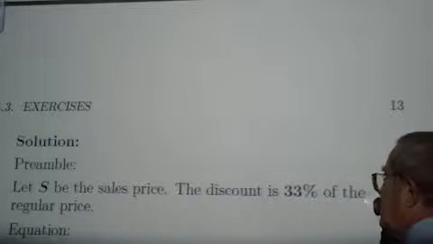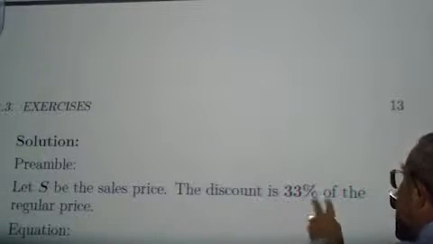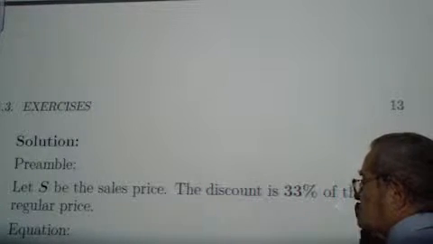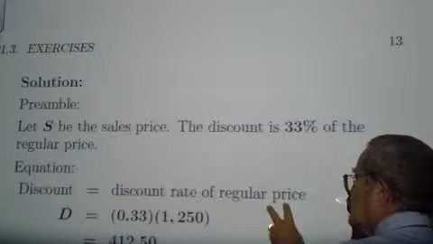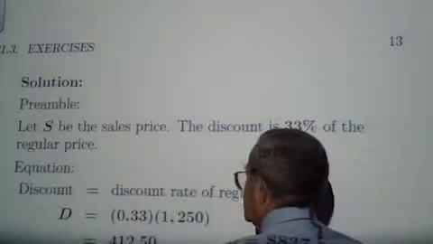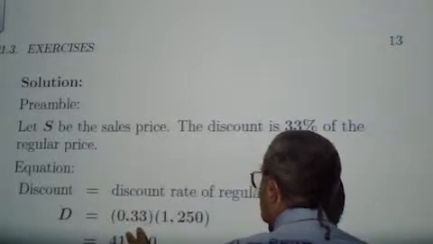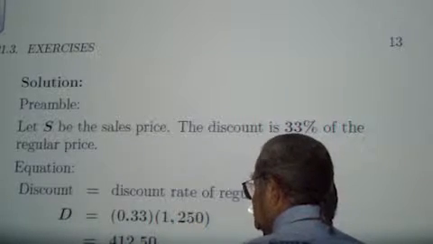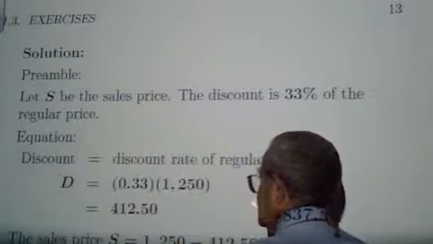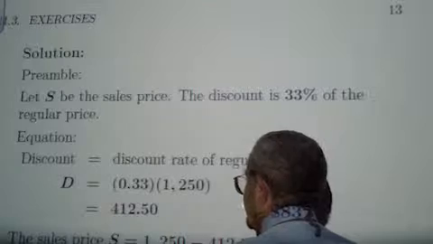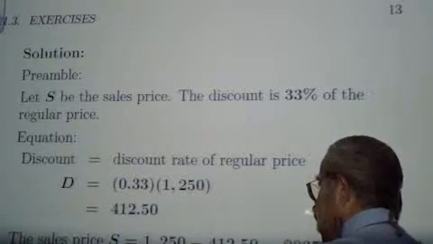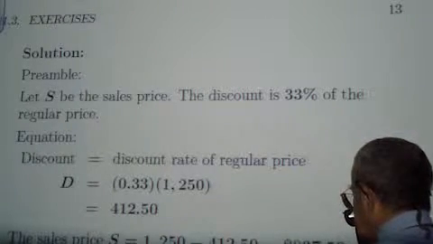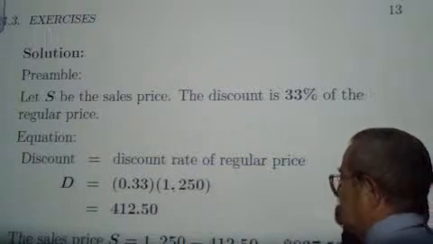So let S be the sales price. The discount is 33% of the regular price. The discount is the discount rate of the regular price, $412.50. And the sales price is the regular price minus the discount, which should give you $837.50.